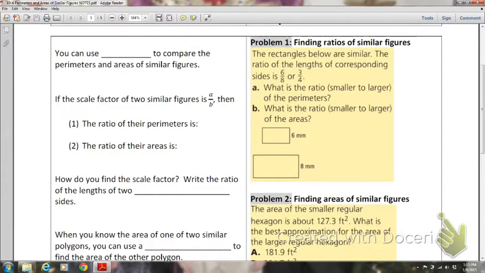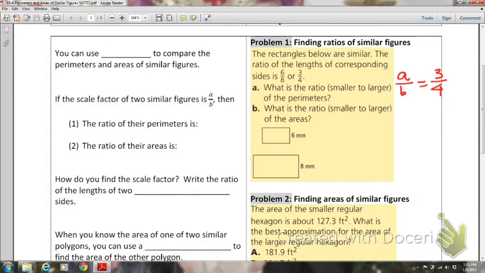First problem, we're finding the ratio of similar figures. It indicates that the rectangles below are similar, and the ratio of the lengths of the corresponding sides is 6 over 8, or 3/4. So the first question asks, what is the ratio, smaller to larger, of the perimeters? Well, the ratio of the perimeters is going to be the same as the scale factor, A over B. So it's going to be 3/4, just like the scale factor.